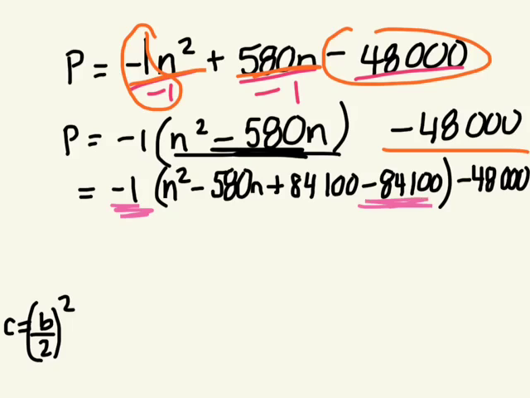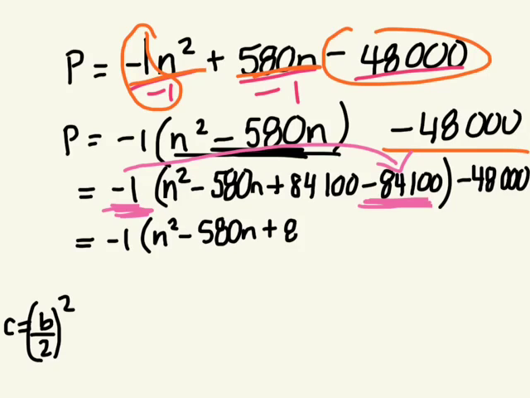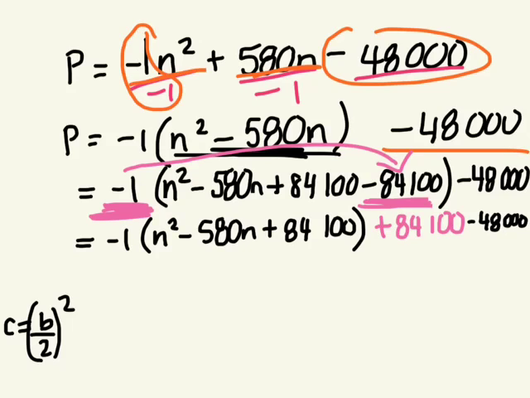So to remove this from the bracket, you have to distribute this value. Negative 1 times negative 84,100 becomes what? Positive. Good. So we have our perfect square trinomial is now this. We remove the negative 84,100. It becomes positive 84,100. You can't forget to distribute this. And then we subtract 48,000 from that.